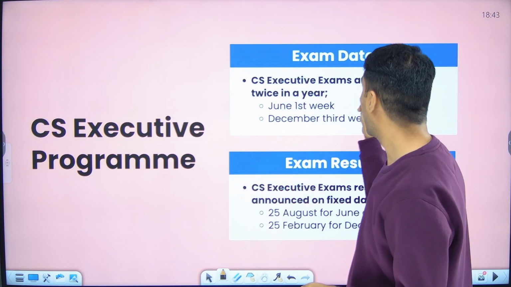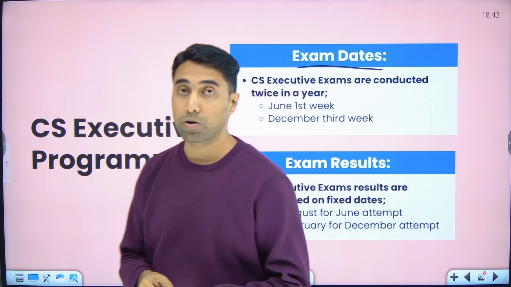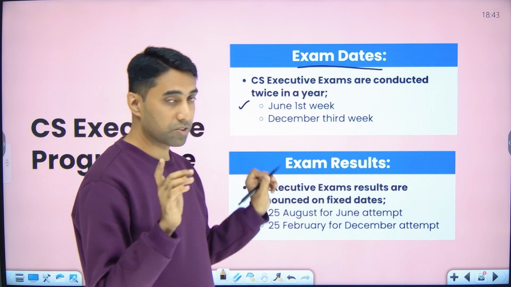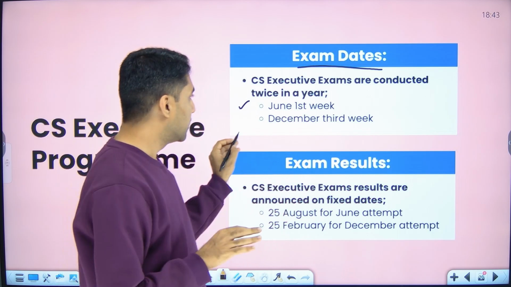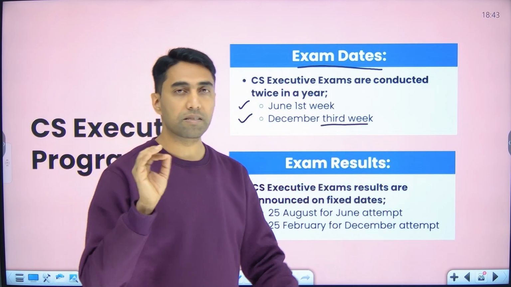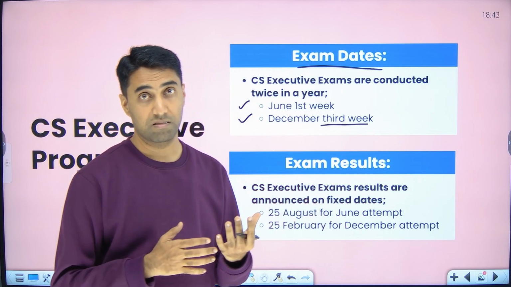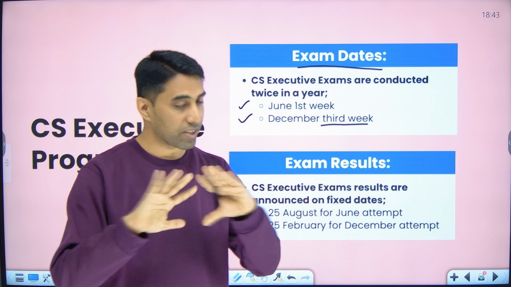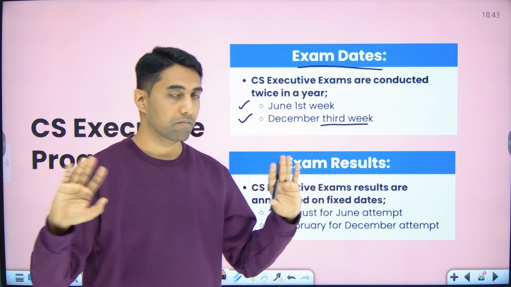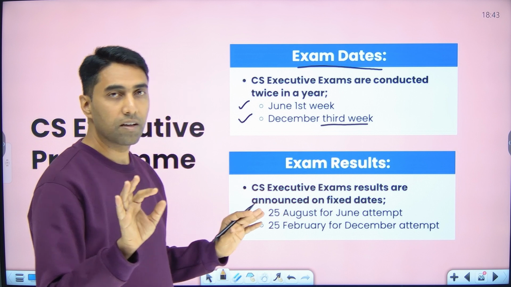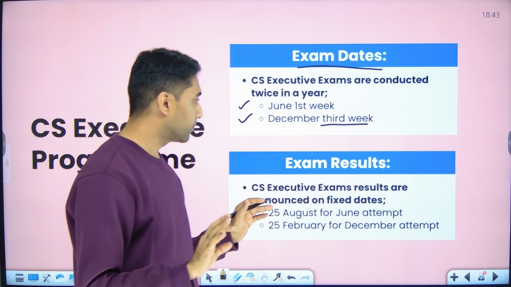For the executive program, the exam dates, like I told you, are fixed every year. June first week every year, and December 3rd week every single year. So usually June 1st and December 21st is the exam date fixed. For more than 40 years they are doing it. So it is very, very clear. There is no doubt at all.